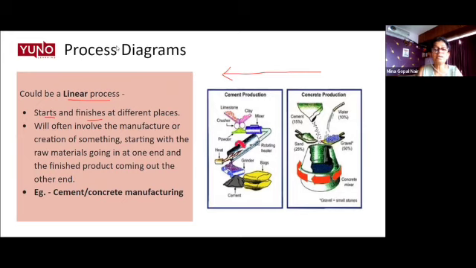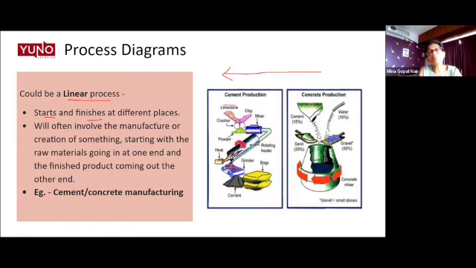For example, it will start at a point where you have the raw material. In cement production, for example, you start with raw materials like limestone and clay. And how does this process end? This process ends in the manufacture of cement. So that is why it is known as a linear process. Concrete production is also a linear process. So this is what a linear process is.